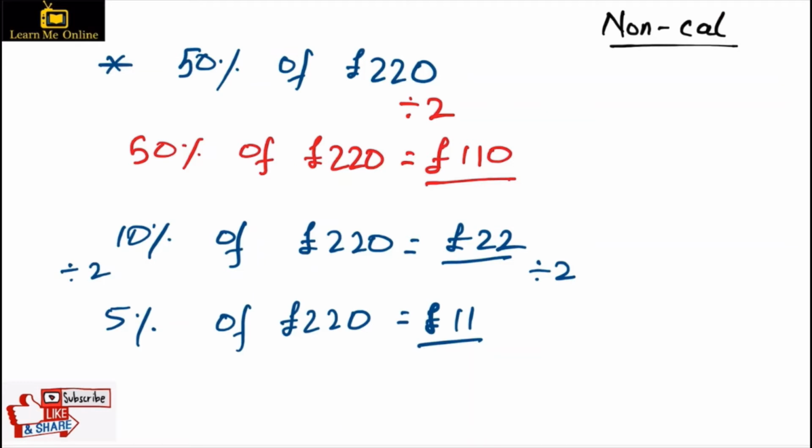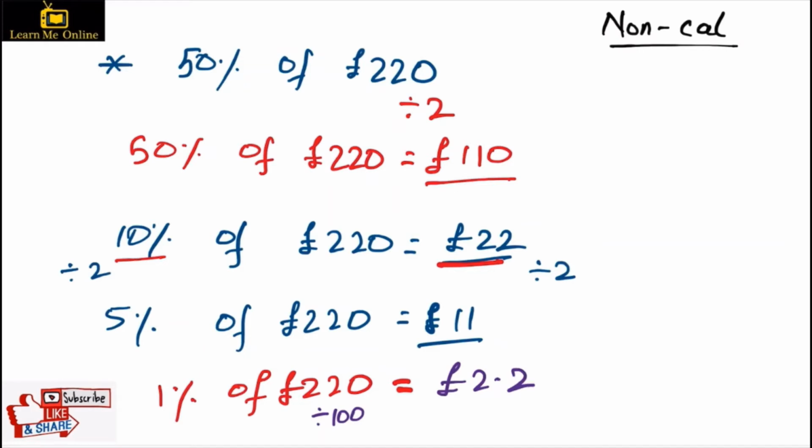We can find out 1% of 220 as well. The 1% of 220 would be, again going back to the 10%. We know that the 10% is £22. So 1% would be further dividing this by 10. Or you can say that to get 1% of any amount, you divide it by 100. So 1% of 220 would be 2.2. So I've shown you how to find out the 10%, 20%, 30%, 50%, 5% and 1% of the amount 220.